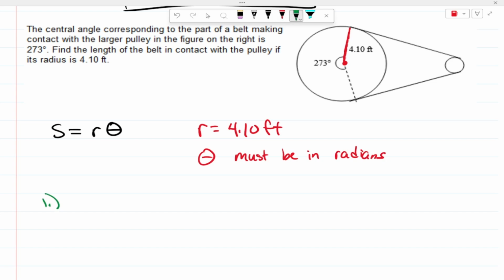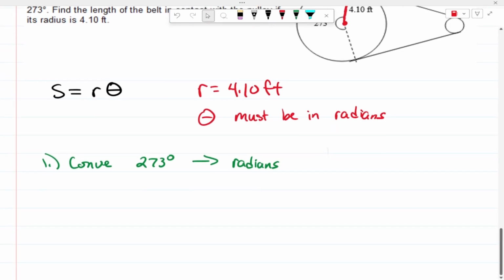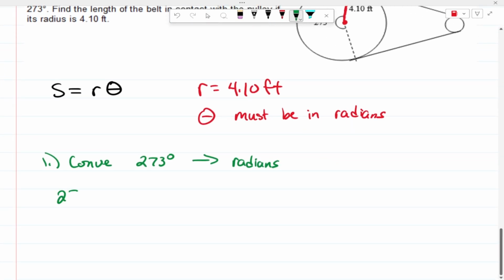So convert 273 degrees into radians. Now, if you remember how to do this, we start off with the measurement, and we're going to multiply this by our conversion factor, which is going to be, in this case, pi over 180 degrees. And that's going to give us 4.76.